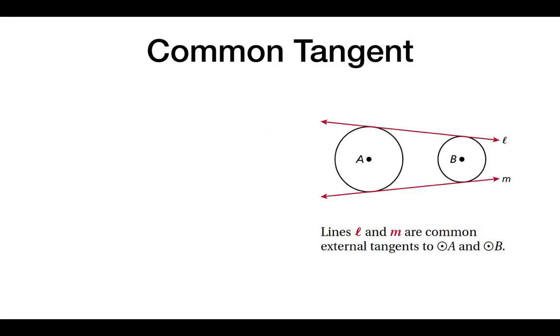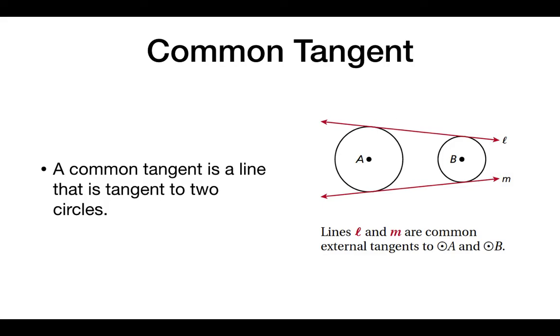Now let's talk about what a common tangent is. You might be able to guess this from the term common tangent. A common tangent is a line that is tangent to two circles. In other words, it's a tangent line that shares that in common between two circles. It's one that is for more than one circle. So in this case, L and M would both be common external tangents to A and B.